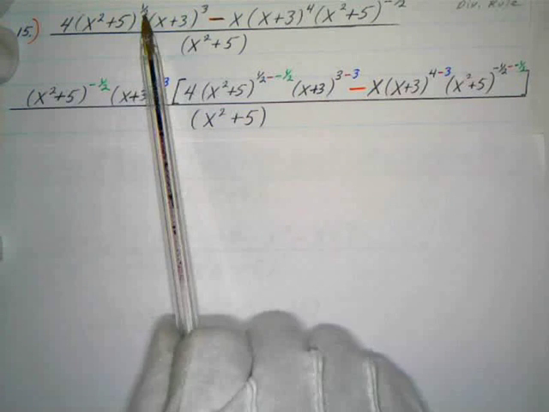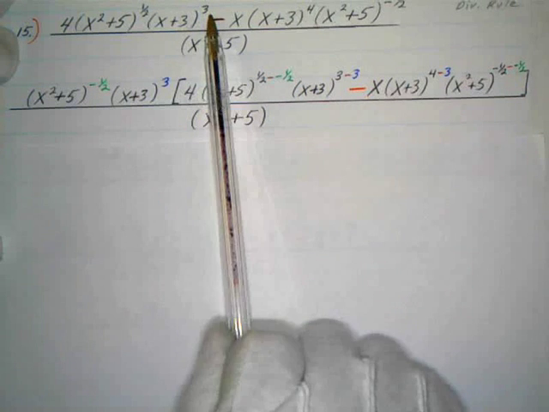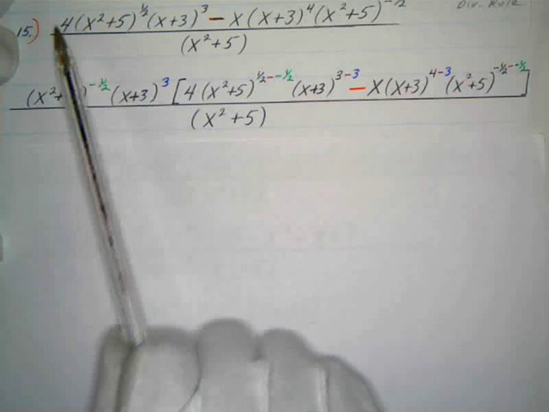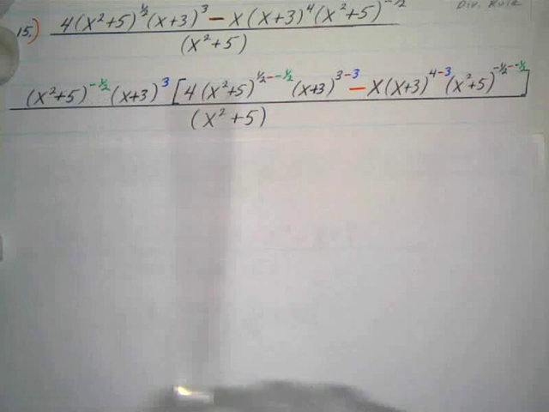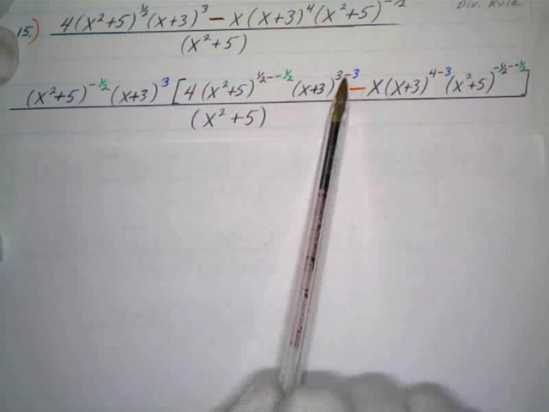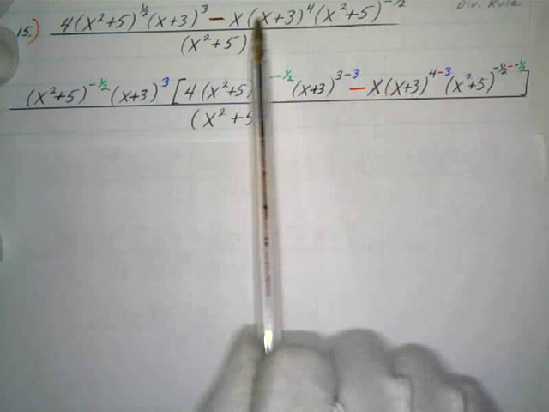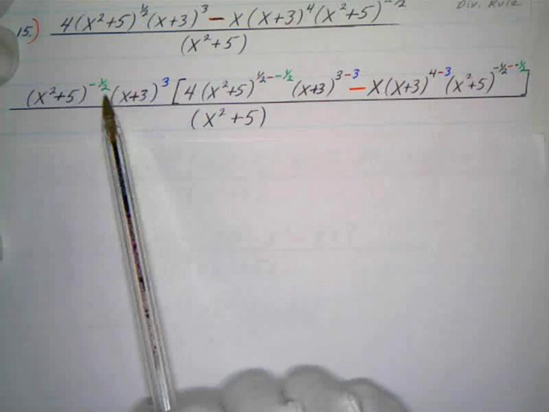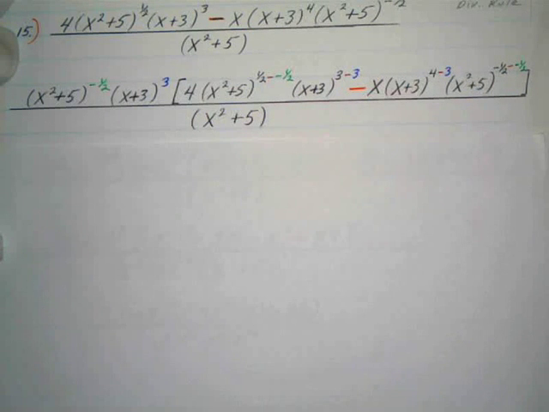So my least power here, I've got 1/2 and negative 1/2, so that's going to be negative 1/2, x squared plus 5 to the negative 1/2. I've got 3 and 4, so my least power will be 3. So those are the ones that I factor out. So I've got a 4 that stays there, x squared plus 5 to the 1/2 minus negative 1/2, and x plus 3 to the 3 minus 3. There's my negative sign. The x stays there. I've got x plus 3 to the 4 minus 3, and x squared plus 5 to the negative 1/2 minus negative 1/2, and all over this x squared plus 5.